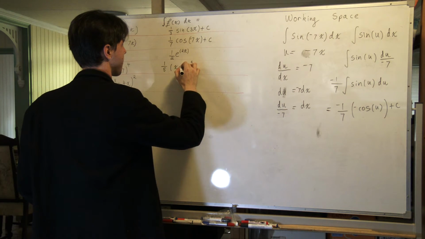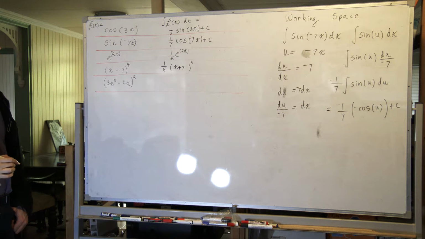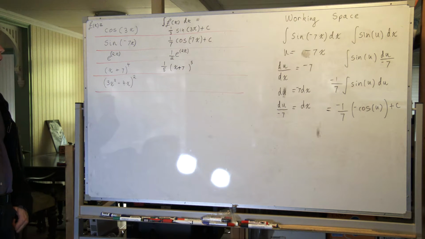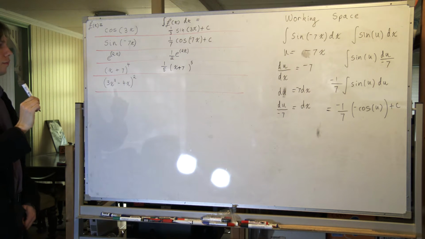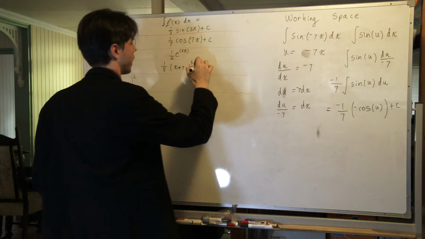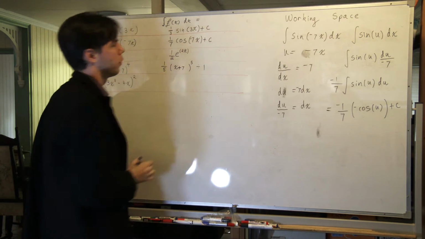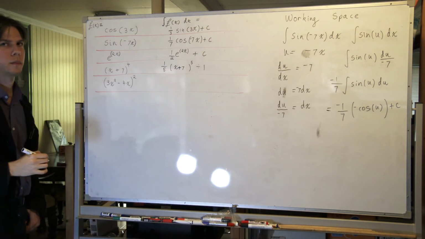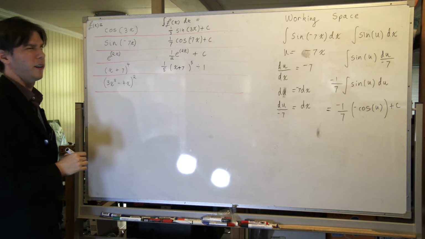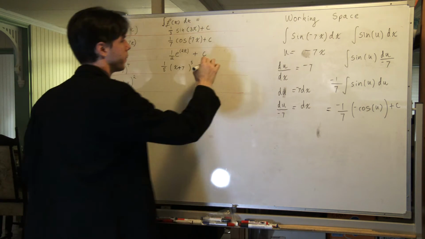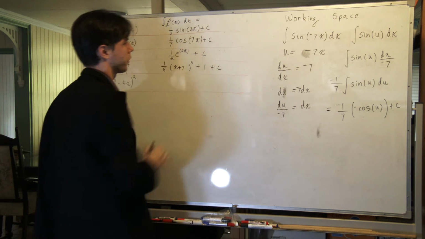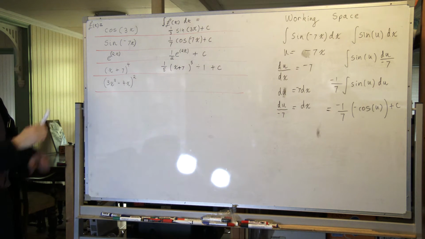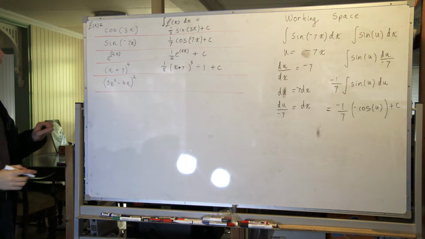There we are. And then we have to divide by the derivative of inside the bracket, which is 1, so we're just dividing by 1. Oh, remember, always add a constant. Dividing by 1 doesn't do much in this case. So we add a constant. And there we are.